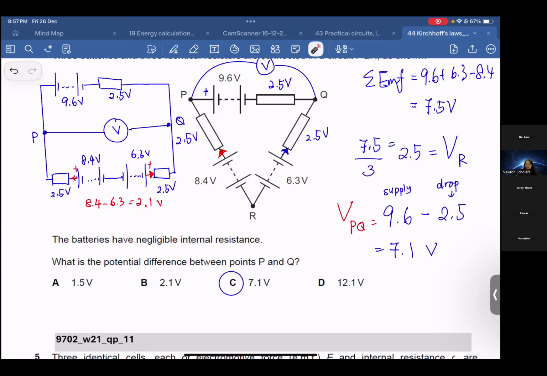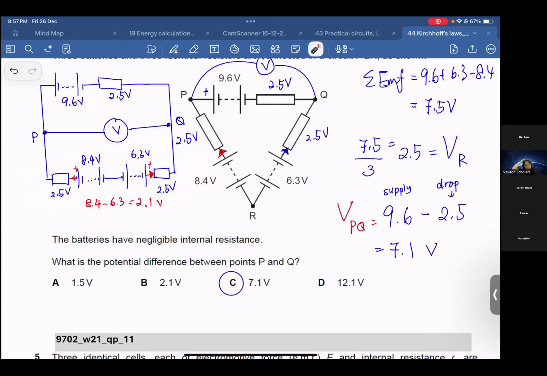Oh, okay. Because just now the whole circuit we set as positive, so the 8.4 is actually negative. 8.4 is opposite to the 9.6 and 6.3, so here I should get a negative. Then the drop for this part is actually negative 2.1 volt, and then this part is 5 volt. So at the end, 7.1.